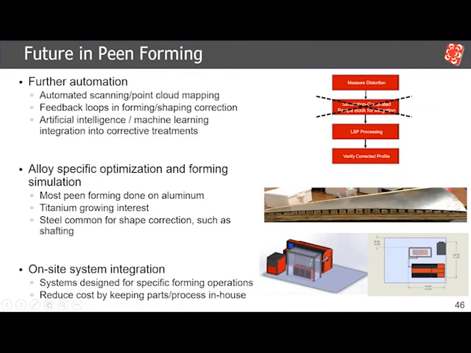Most of the peen forming work that's been done in literature and in production, as far as general shape manufacturing from scratch, is aluminum based. There's some growing interest in titanium. We've done some work on titanium flight control surfaces. And obviously we've got a lot of work with our steel shafting corrections as well.